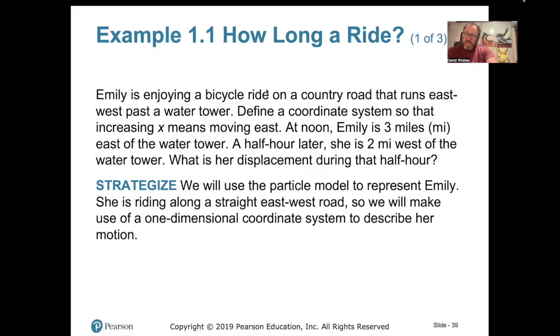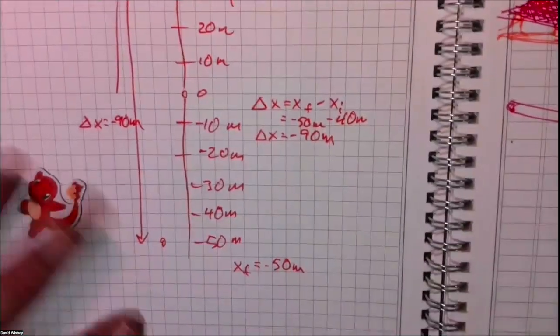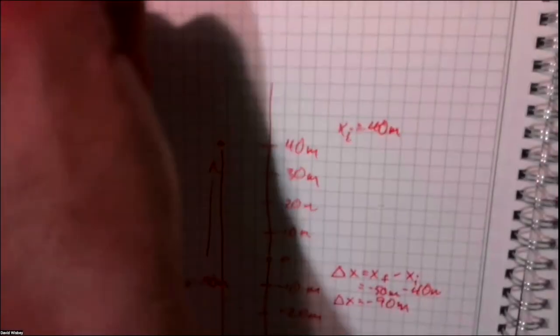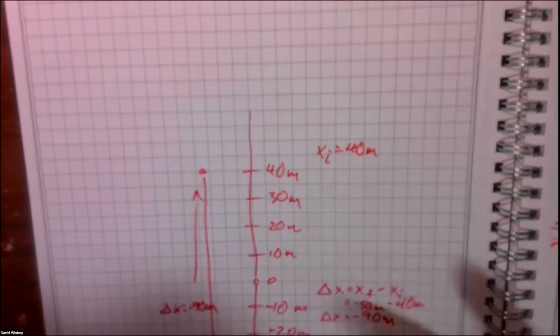Okay, so Emily is 3 miles east of the water tower. A half hour later, she's 2 miles west of the water tower. What is her displacement during this time? I feel like we're getting ready for velocity, but we're just going to figure out what her displacement is. Well, let's draw a picture. Why would we not draw a picture? Always draw a picture.